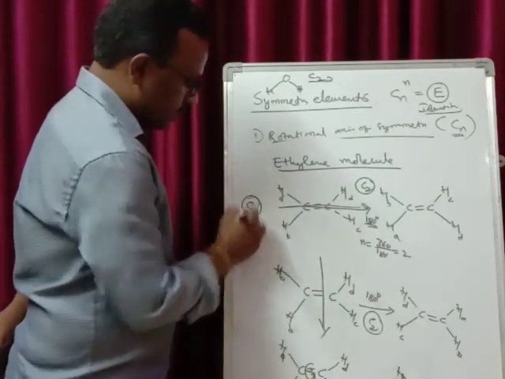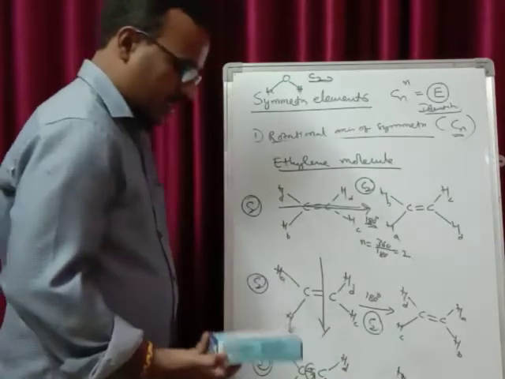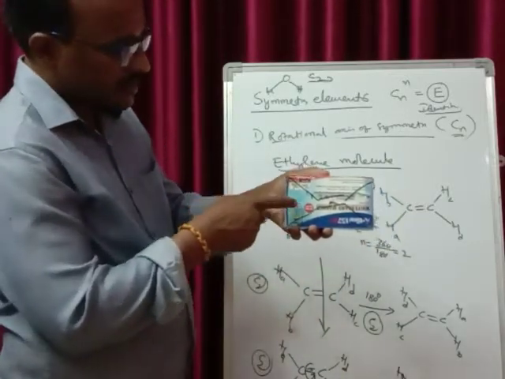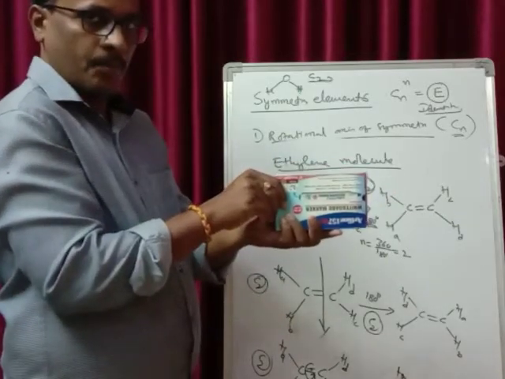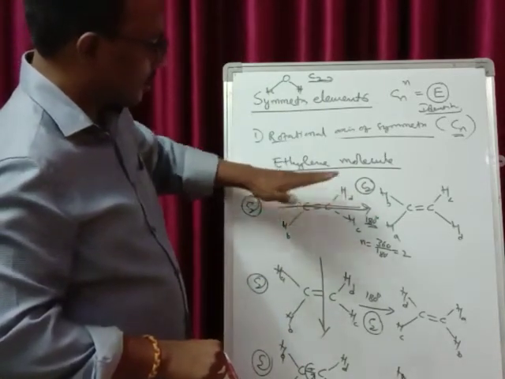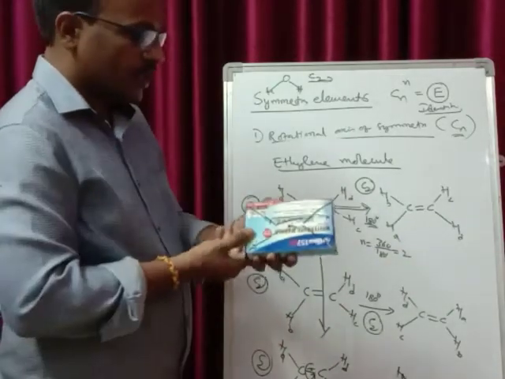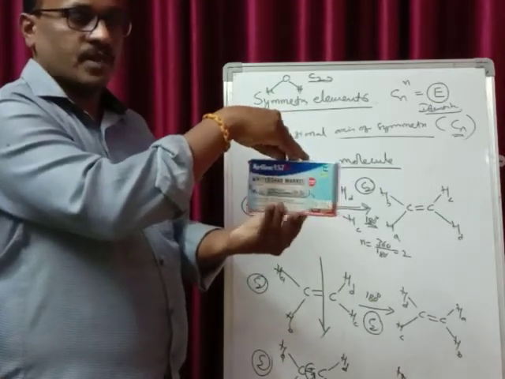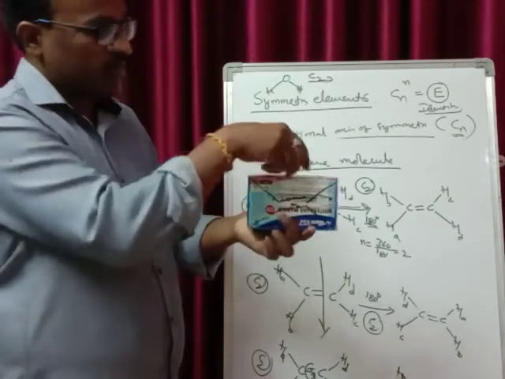In the first case it is C2, in the second case also it is C2, and in the third case also it is C2. In the first case, the axis is passing through the two carbon atoms, and we are rotating such that the groups which are below the plane go above the plane, and the groups above the plane come below the plane, which gives an equivalent structure. This is the first C2. The second C2 is passing from the top like this. We are rotating by 180 degrees, such that the hydrogens on the right side go to the left, and the hydrogens on the left come to the right side.